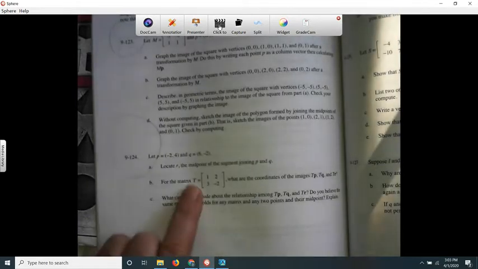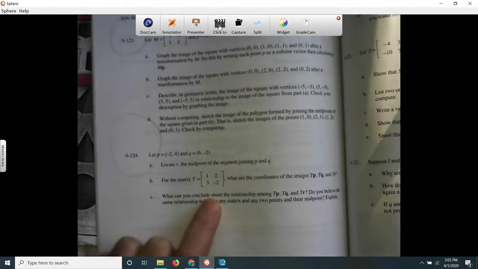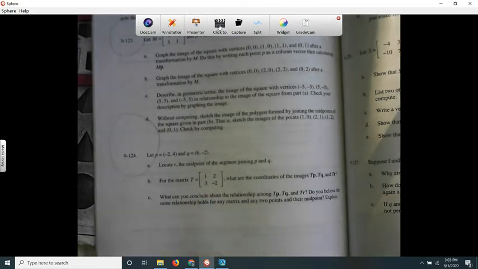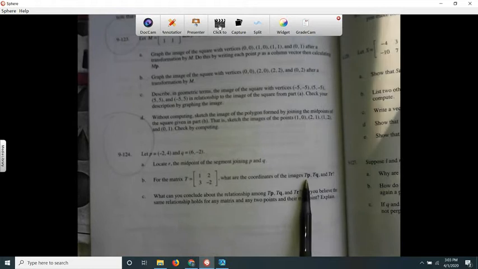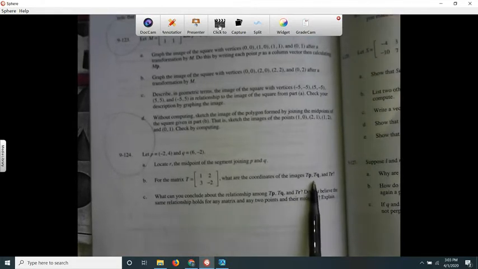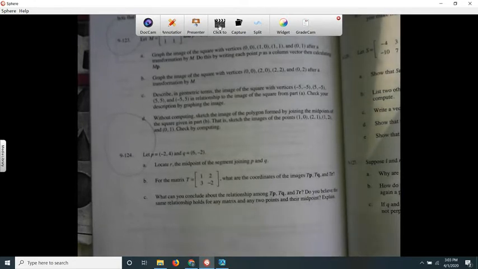Now, for the matrix T, this transformation matrix, what are the coordinates of the image if I transform P and transform Q and transform R? So T times P, T times Q, and T times R. So I'm going to grab P, Q, and remember R was the midpoint.